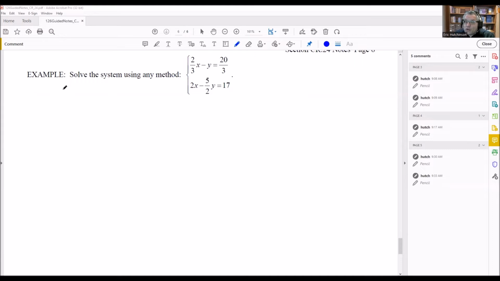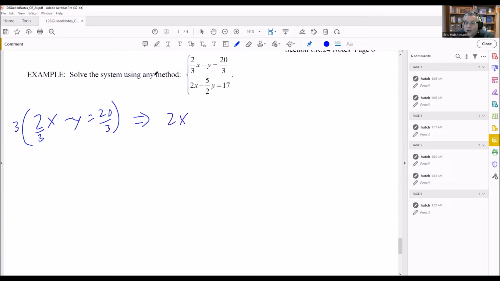So for the first equation, we've got a 3 as the common denominator. So what I'll do is I'm going to take this equation. So we have 2/3 x minus y equals 20/3. I'm going to multiply both sides of the equation by 3, the whole entire equation. When I get done doing that, the 3's are going to cancel out here and I get 2x. Don't forget to multiply the y by 3 also, minus 3y. And that's going to equal 20 because the 3's are going to cancel out there.